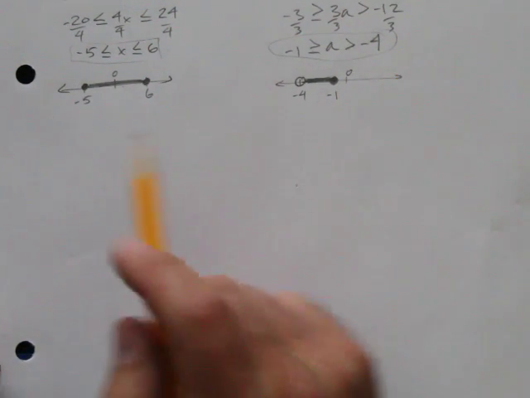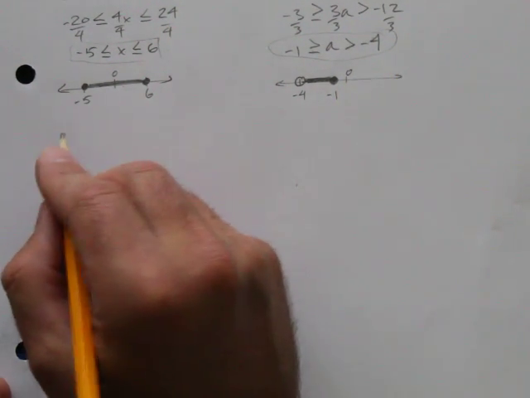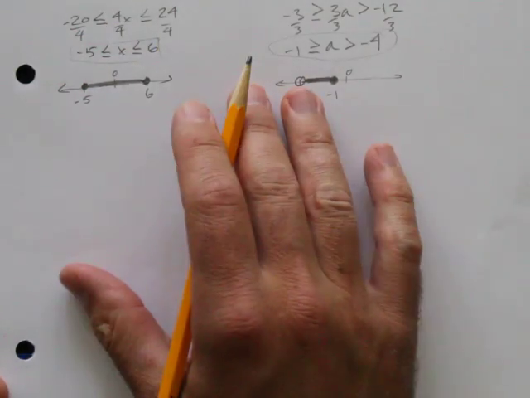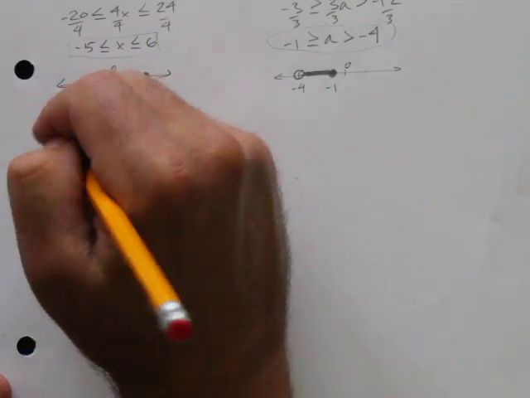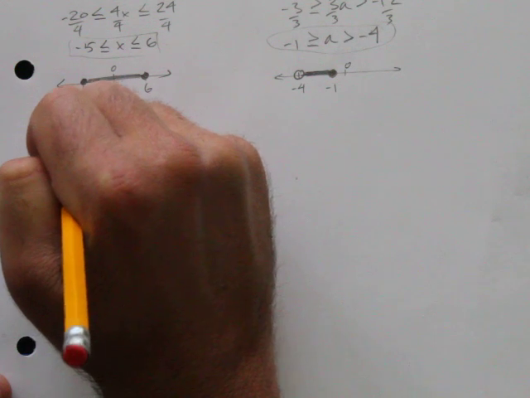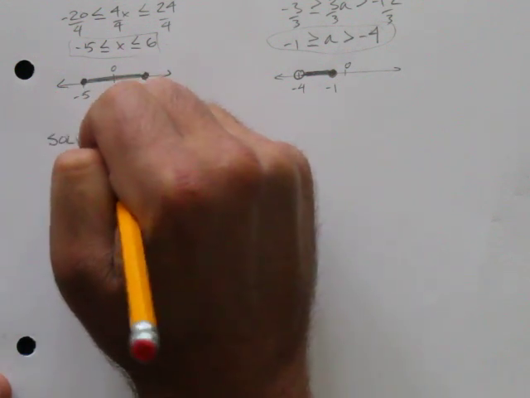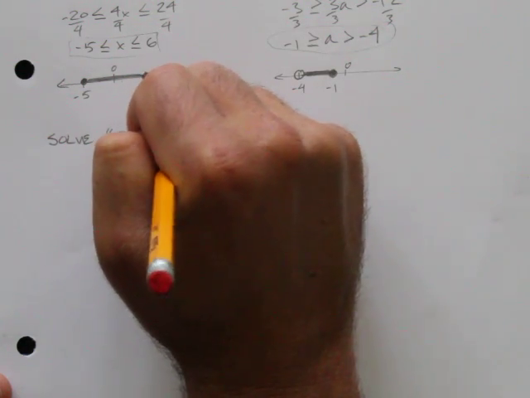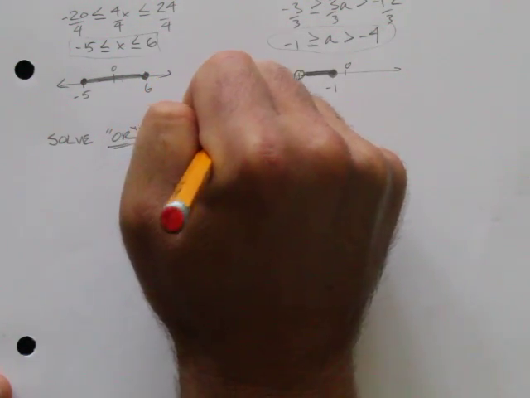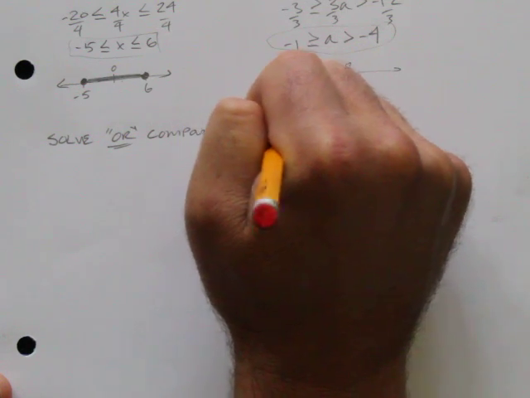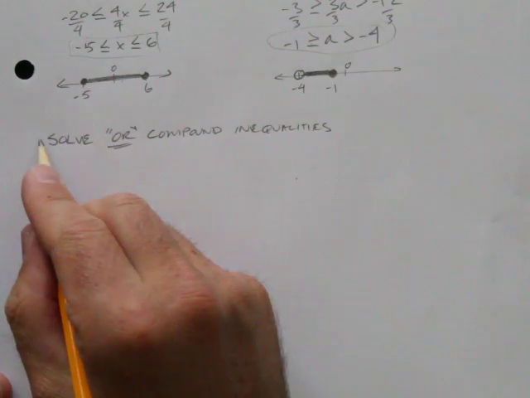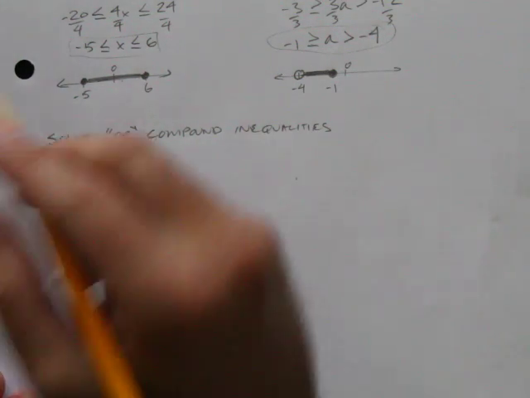Now, this was a little bit tricky because we did not solve. We have another box to put right here that's not there, that I didn't include for whatever reason. Here it is. Solve OR compound inequalities. And let's see what we're talking about. So here's an example.